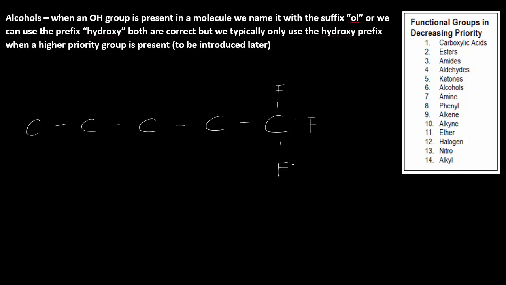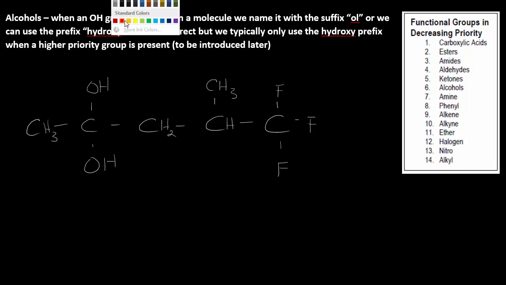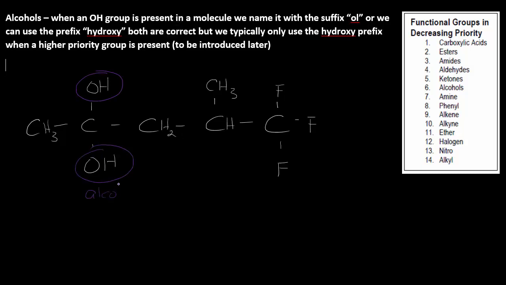We'll put some fluorines in, a methyl group. Let's put an alcohol here and another alcohol here, and we'll fill up with hydrogens. All right, let's identify what functional groups we have present. First of all, the OHs are alcohols, and they rank 6th on the priority list. So these will be the highest priority groups that you've seen so far.